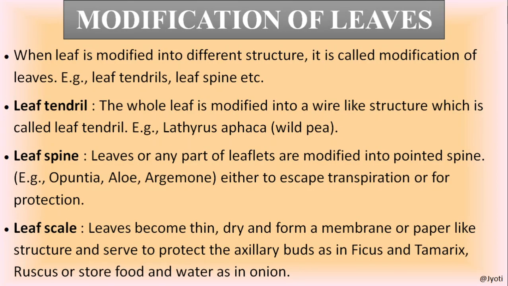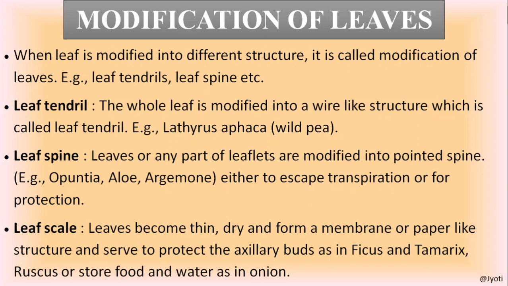Then modification of leaves. What is the main function of the leaf? To carry out photosynthesis and transpiration. But sometimes the leaves are also modified to perform functions other than photosynthesis. That means they may provide protection, provide support to the plant, or help to climb up a support. In this way they are helpful other than photosynthesis. So let us discuss some of the modifications of the leaves.